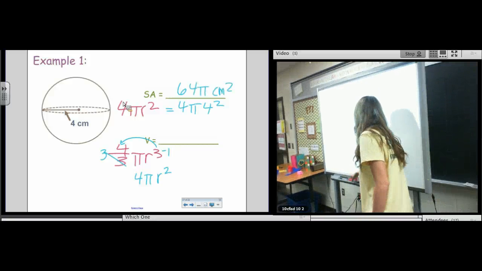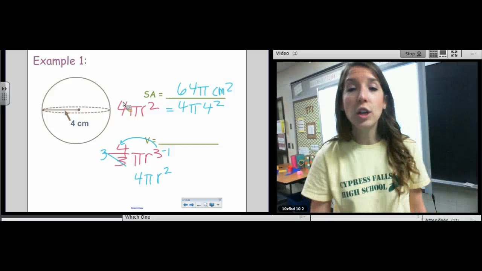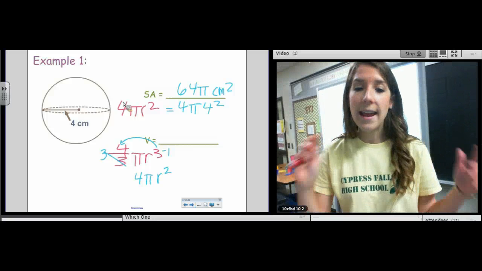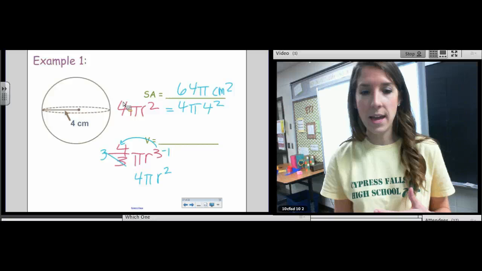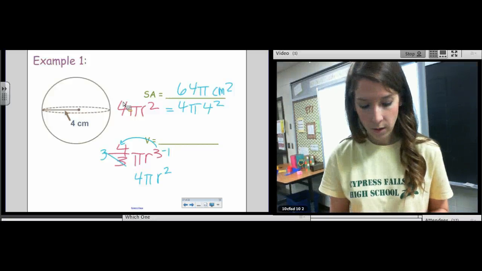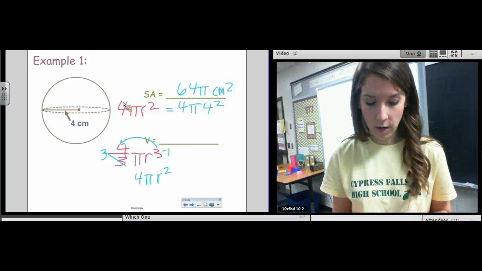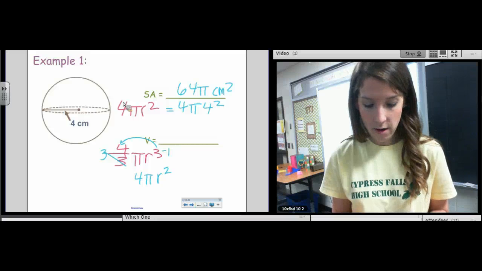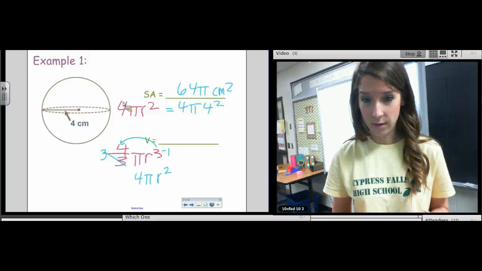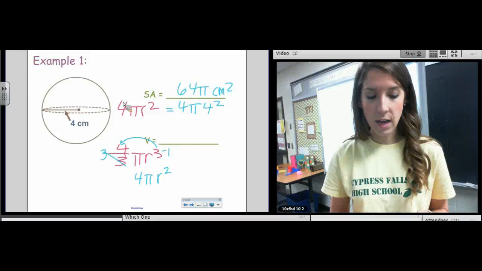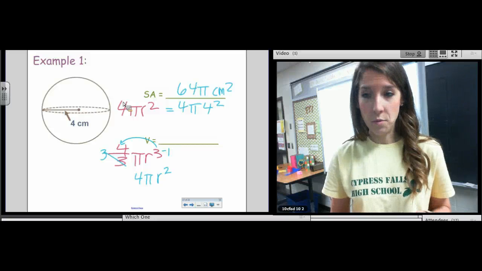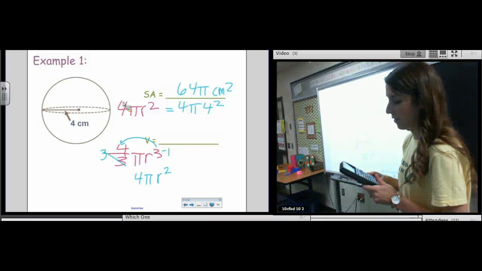Be careful on the volume. Just make sure you're cubing it. You're raising it to the 3. Just be careful about that, okay? So I'm going to type 4/3 times 4 to the 3rd. And it's going to be a decimal. So I'm going to do math, enter, and I'll get a fraction.